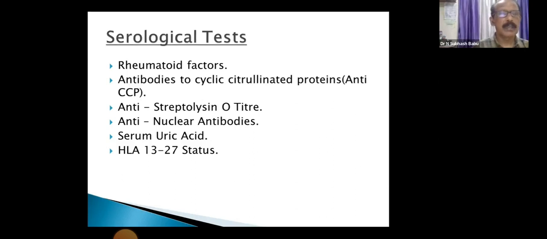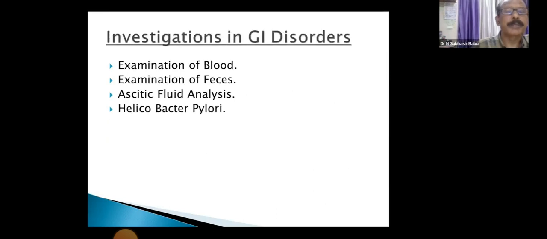Because clinically itself we can diagnose it as ankylosing spondylitis. And if we are very particular, we can go for the HLA-B27 status. Then the reporting will be that HLA-B27 is detected or present in the sample, so it is suggestive of ankylosing spondylitis or seronegative spondyloarthropathy. Okay, this is about the musculoskeletal disorders, the investigations, and all.